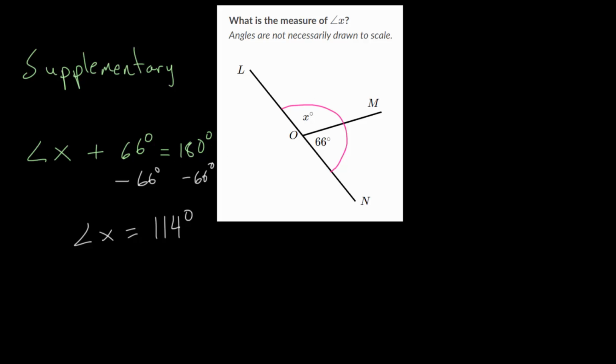And of course, we can check this by just plugging it in and double checking that these do combine to be 180. So if we add 6 to this, we get 120. 120 plus 60 is 180. So this looks to be our final answer here.